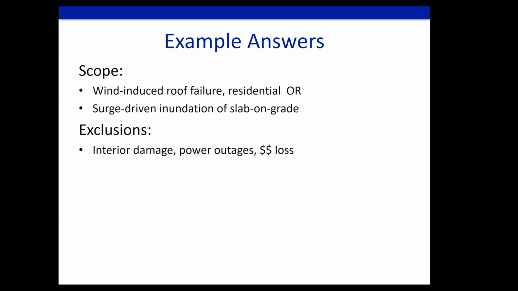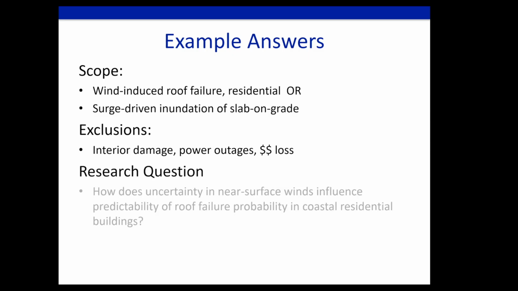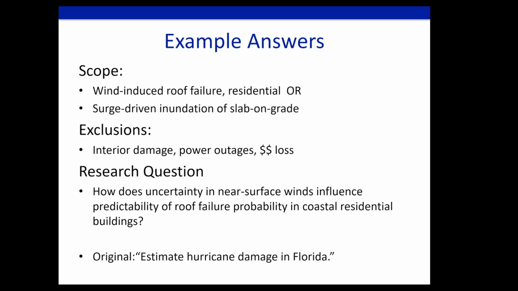So we're excluding things so we can focus on one thing. The research question I came up with is just a repeat. How does uncertainty in near surface winds influence predictability of roof failure probability in coastal residential buildings? Remember where we started. Estimate hurricane damage in Florida. We've come a long way, right? That research question is what I give to the rapid program officer at NSF.